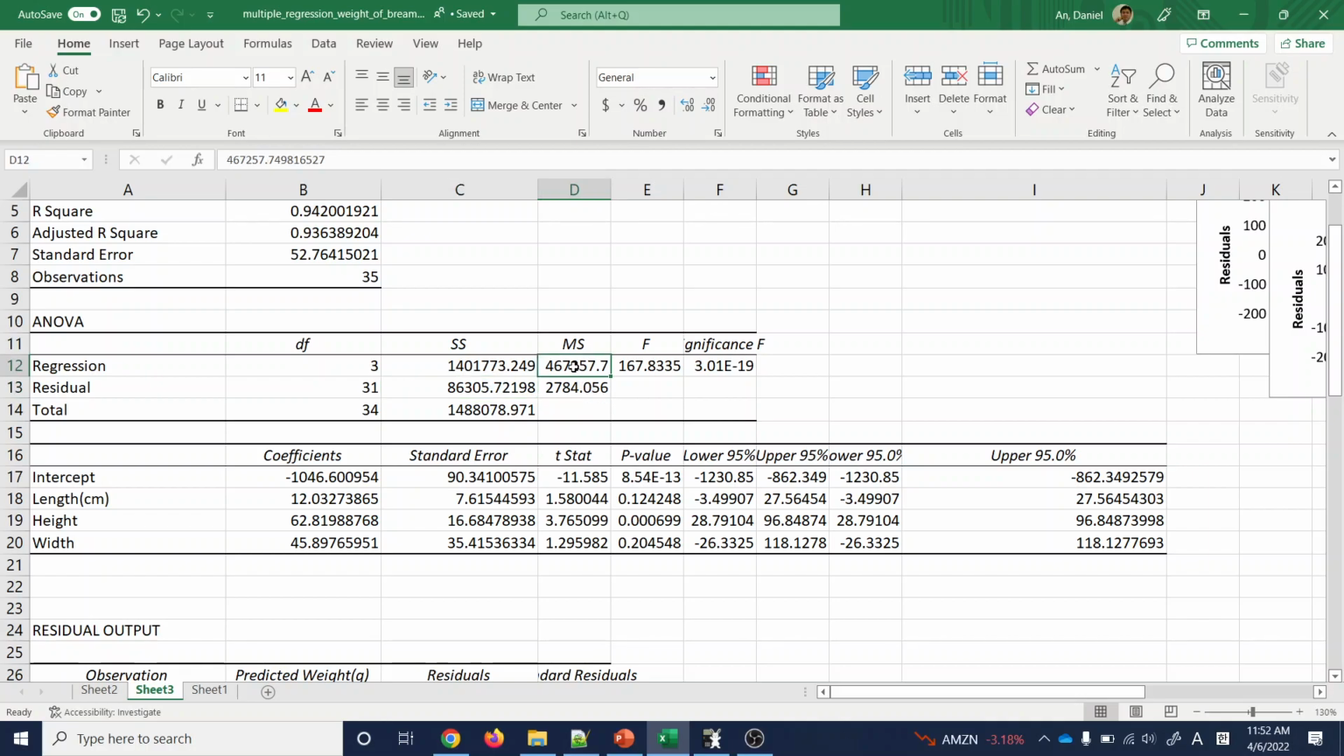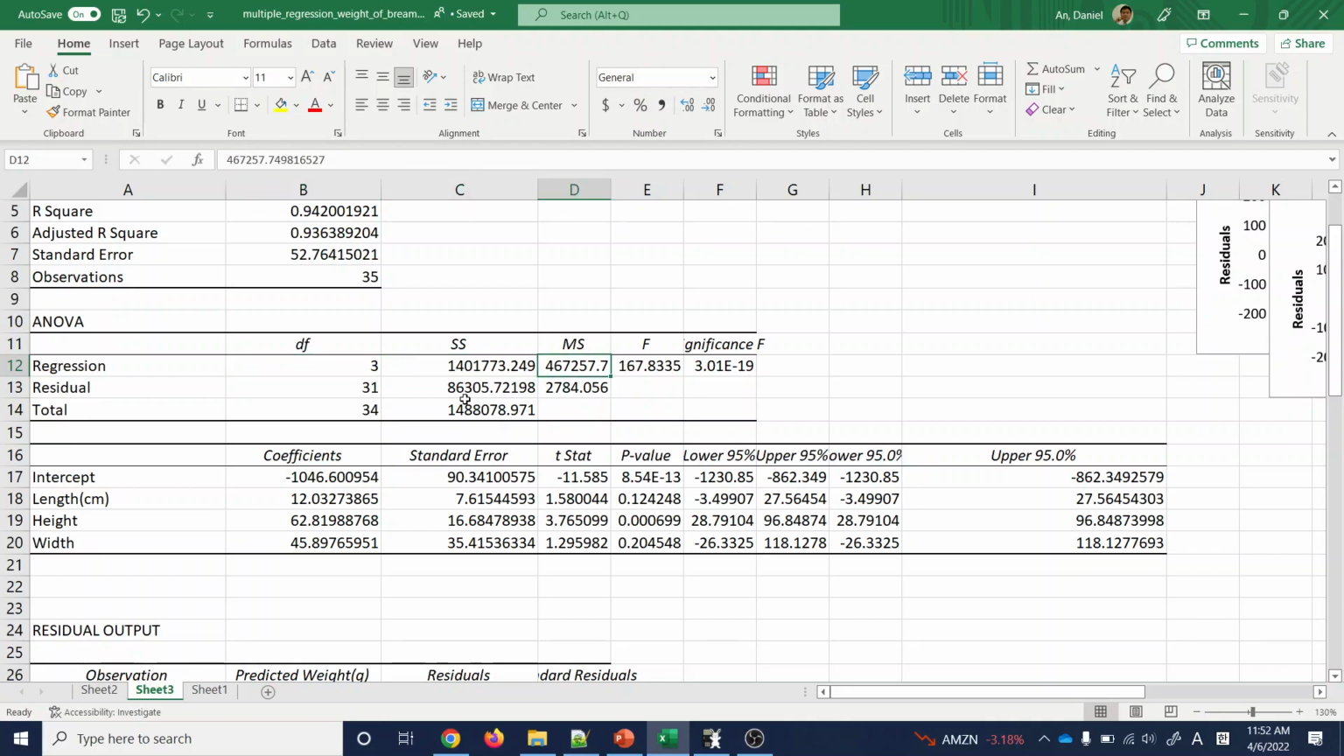Now, here's the important part. Mean squared. SS means sum of squares. MS means mean of the sum of squares. So when you take the mean, you're taking the average of something, right? So you have to divide by something. And what do you divide? If you divide the sum of squares by the degrees of freedom, you get the mean squared.